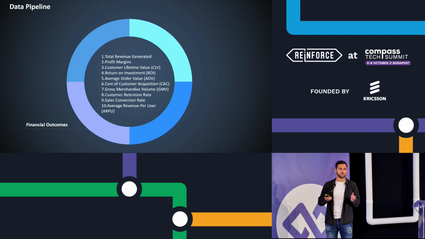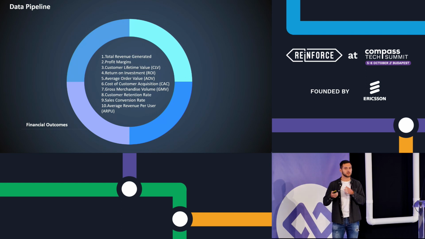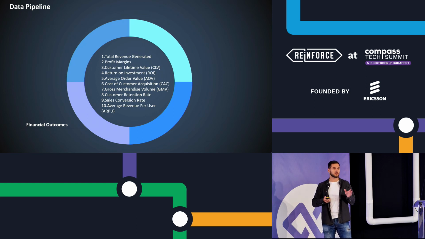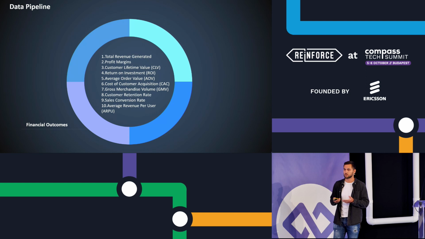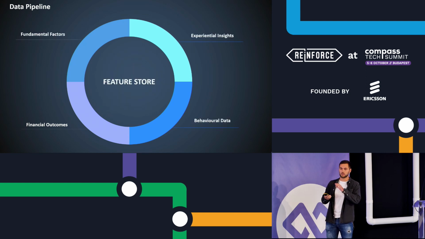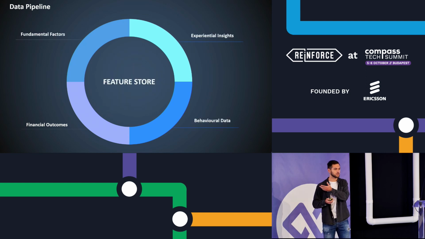And the last one is financial outcomes. Usually it's not the drivers of the model, but we can also use these components as factors in machine learning, such as profit margin, CLV, ROI, average order value. All these components are very important, and sometimes they are good for the model, sometimes not. It depends on the model and on the feature importance in the end. And all of these factors we can put in a feature store.